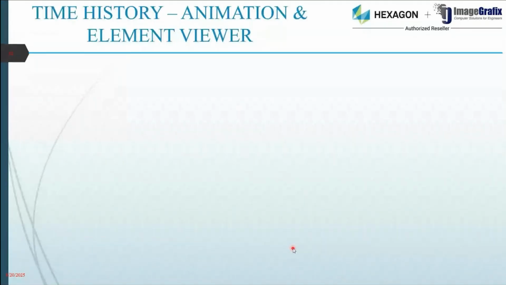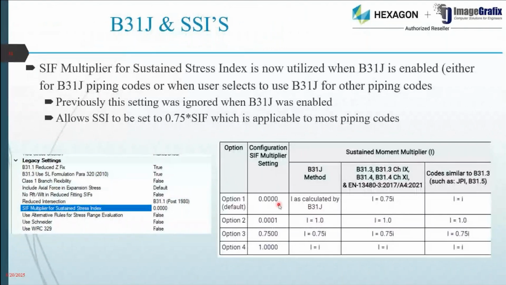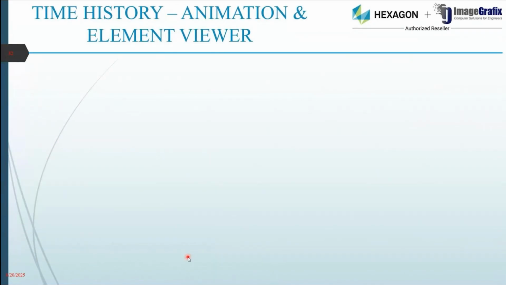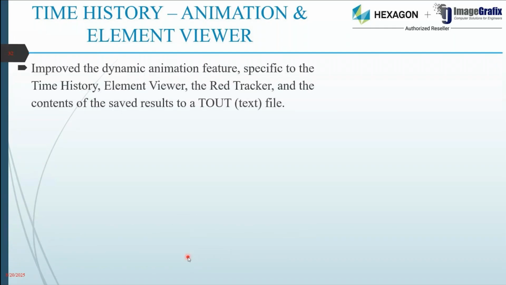Now this default value will always be 0. That is the default setting by the software, which makes the SIF value and the SSI values vary in accordance with your code requirements. There was some animation and element viewer error happening in time history analysis in the lower versions of Caesar, which was identified and has been modified.